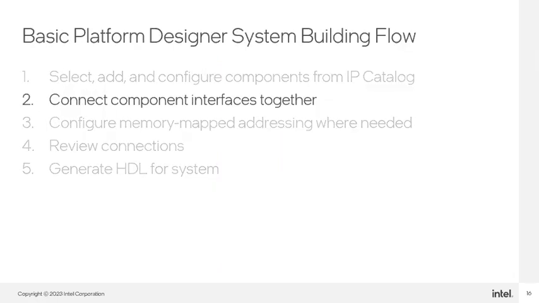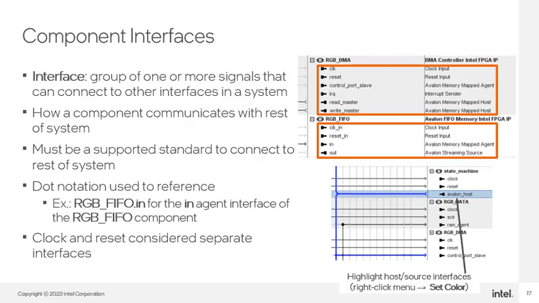Next, use one of the many ways available in Platform Designer to connect the component interfaces to each other. When you add a component to your system, the System View or System Contents tab displays all the interfaces for the component. Each interface is a grouping of one or more signals that a component uses to communicate with other components in the system. Most, but not all, component interfaces need to be connected. Some unused interfaces can be left unconnected. This is evaluated on a component-by-component basis automatically by the tool.